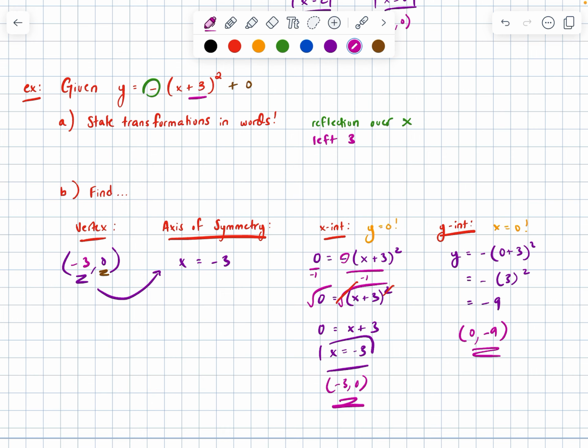The only thing remaining for us to do is to use vertex form to graph, which is what we will see next time in class 8.5.